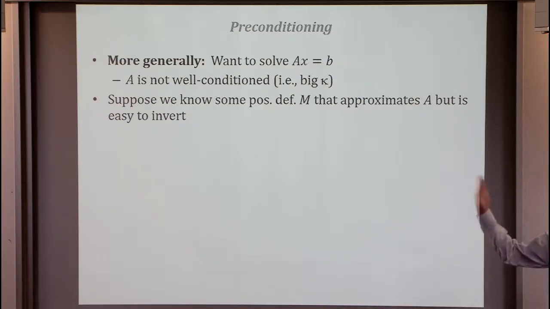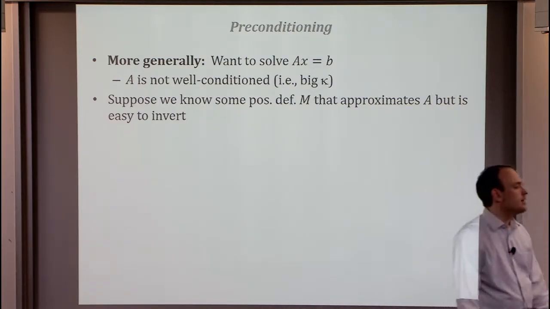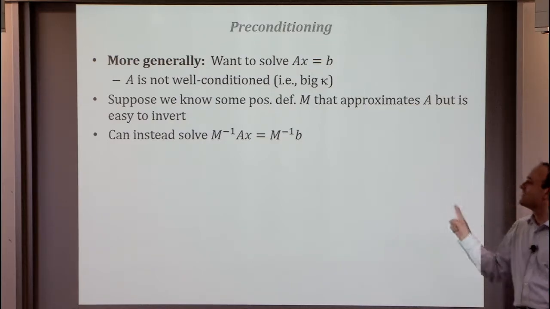So I have a simpler matrix. On the previous one, it was a diagonal matrix that has some algebraic similarity to the one that I want to solve, but is nice. It's one that I can invert by a simpler method. And then you can just instead solve M inverse A equals M inverse B. That might be right this time.